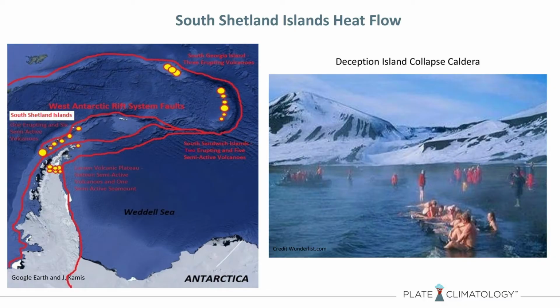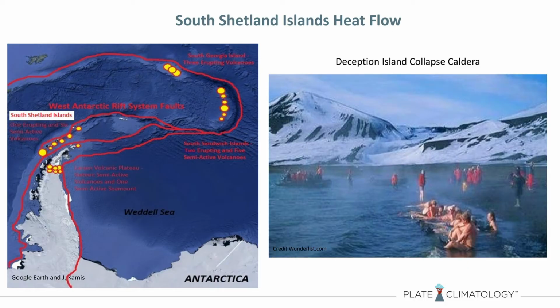Now, for those of you that don't know what a collapse caldera is, it's a huge volcano that erupts so violently that the center of it collapses. It's often filled with fresh water, or in this case, because it's close to the ocean, this huge hole is filled with seawater. In fact, there's a little opening in this large caldera so that ecotourists can come and visit it. On the right slide is the interior of the collapsed caldera.